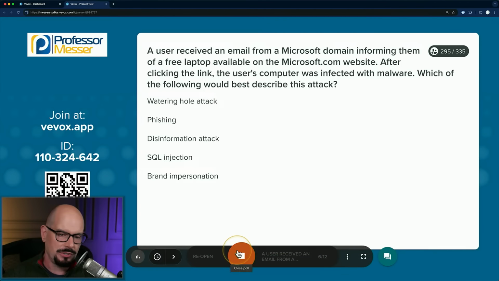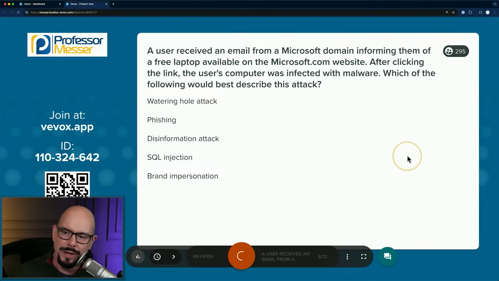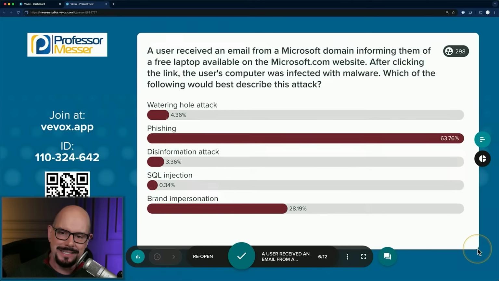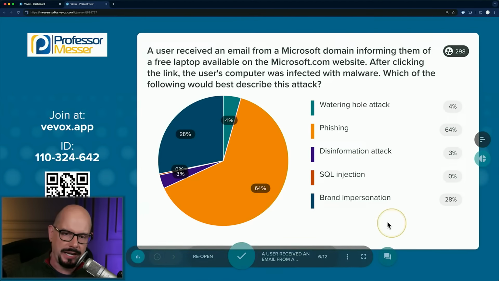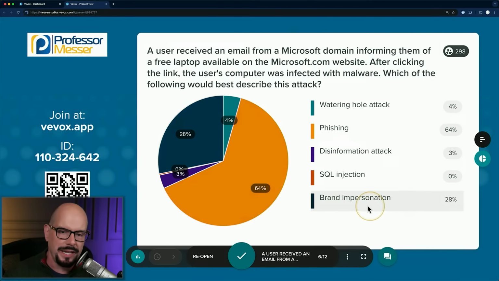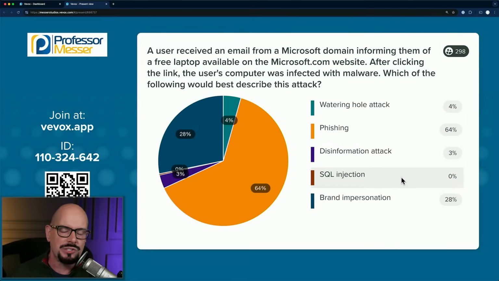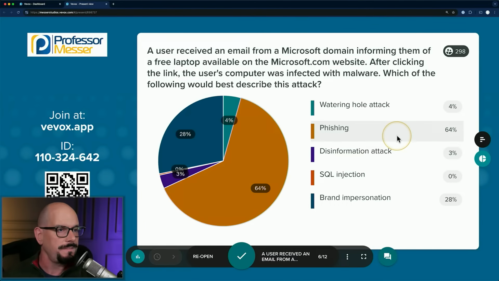Get rid of that message on the screen and stop the poll. And we can see that 64% of you say the answer is phishing. That's what you chose for this one. 28% of you said brand impersonation. We have 4% that said watering hole attack, 3% that said disinformation attack, and 0% that said SQL injection. Well, in this case, the majority of you said phishing.